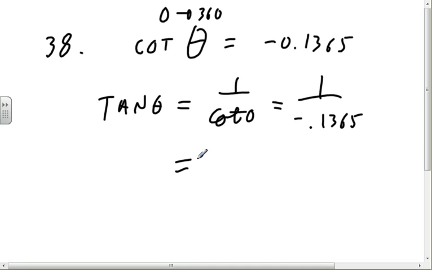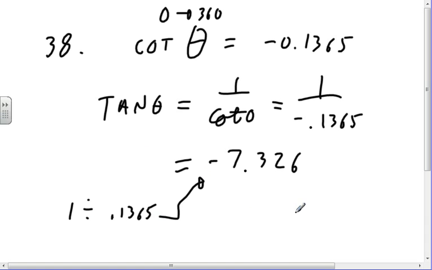1 divided by 0.1365, and I remember to put a negative sign on it. So it's going to be minus 7.326. And then I took 1 divided by 0.1365, which gives me that answer, because there's a negative sign here I'm bringing with me.